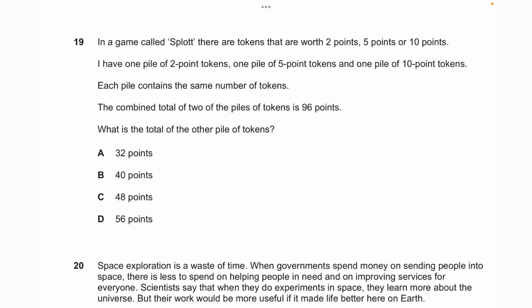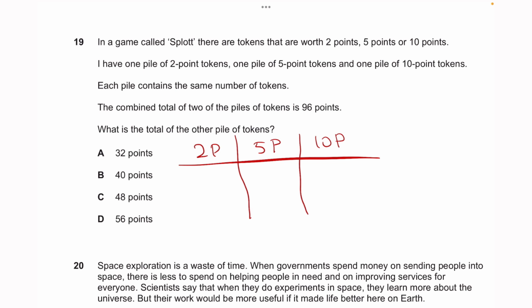Alright, so what we've got to do here is draw a little table. We've got 2-point tokens, 5-point tokens, and 10-point tokens. Now, what we know is that each pile of tokens has the same number, okay? And the total of two piles of tokens is 96 points. So looking at the point score, it's 96 points. And so what is the total of the other pile of tokens? We're trying to find the total of the other pile, the one that's left over.